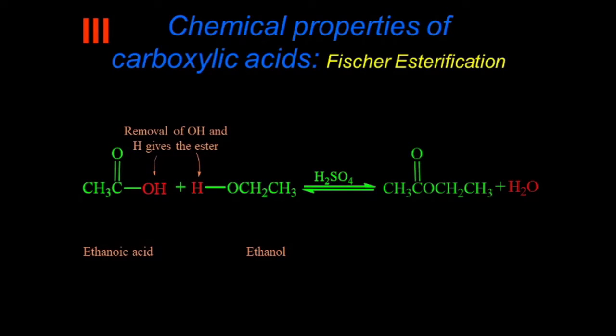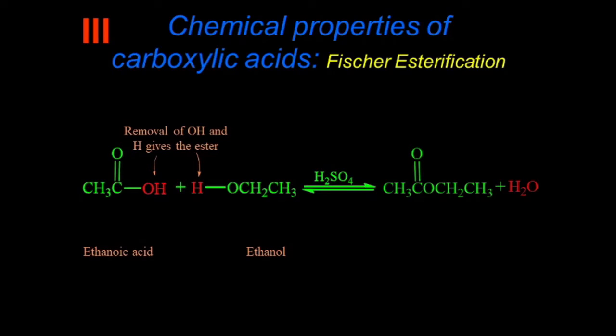If the alcohol is inexpensive compared with the carboxylic acid, you can use a large excess of the alcohol to drive the equilibrium to the right and achieve a high conversion of carboxylic acid to its ester. Alternatively, we can remove water, one of the products of the reaction, as it forms and drive the equilibrium to the right.